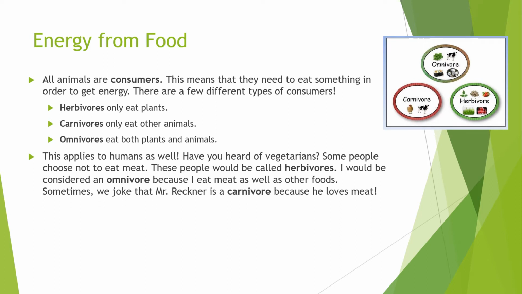Carnivores are a type of consumer that only eat other animals. They only eat meat. But omnivores are the type of consumers that eat both plants and animals. These are the terms that we use for animals, but it actually applies to people as well. You might have heard of a vegetarian before. These are people who don't eat meat. I have a lot of friends who are vegetarians. These people would be called herbivores. You would consider me an omnivore because I eat meat, but I also eat other foods too.